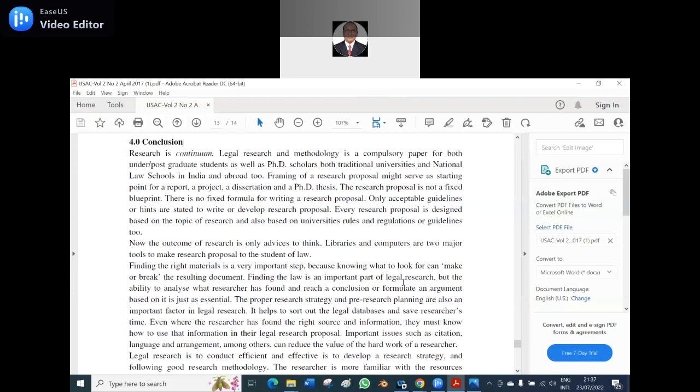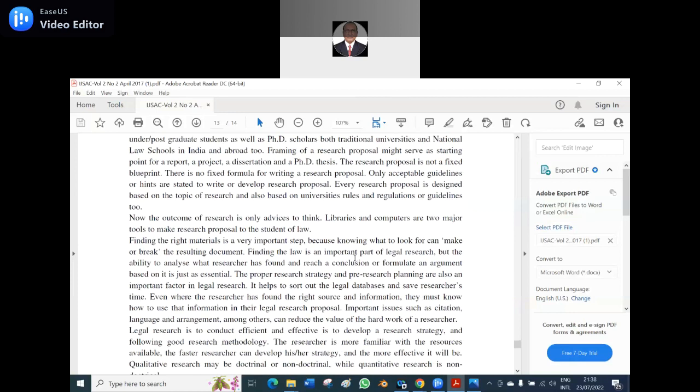The old fashion is the endnotes, but the new method is the footnote, where we can directly go to the footnote and see from where you have extracted or taken the information. Otherwise, it leads to what? Plagiarism.